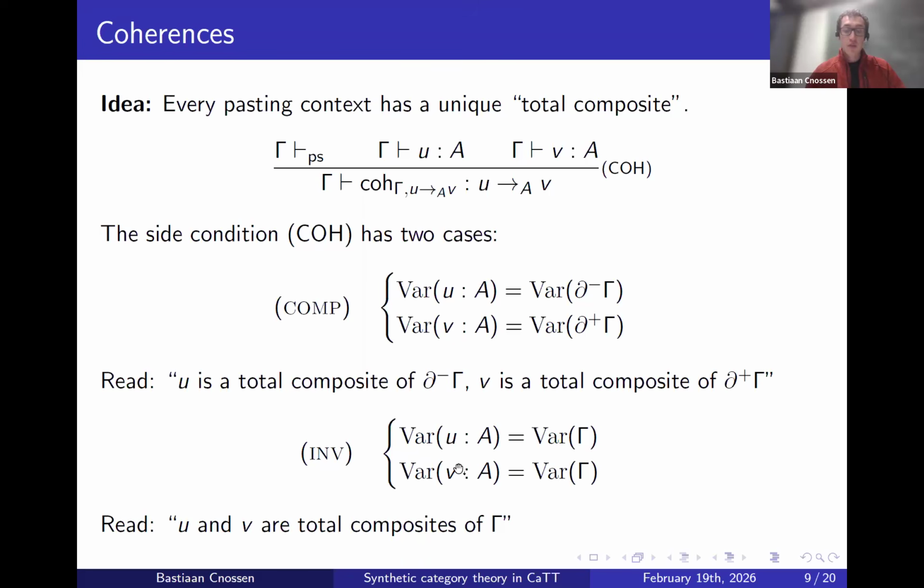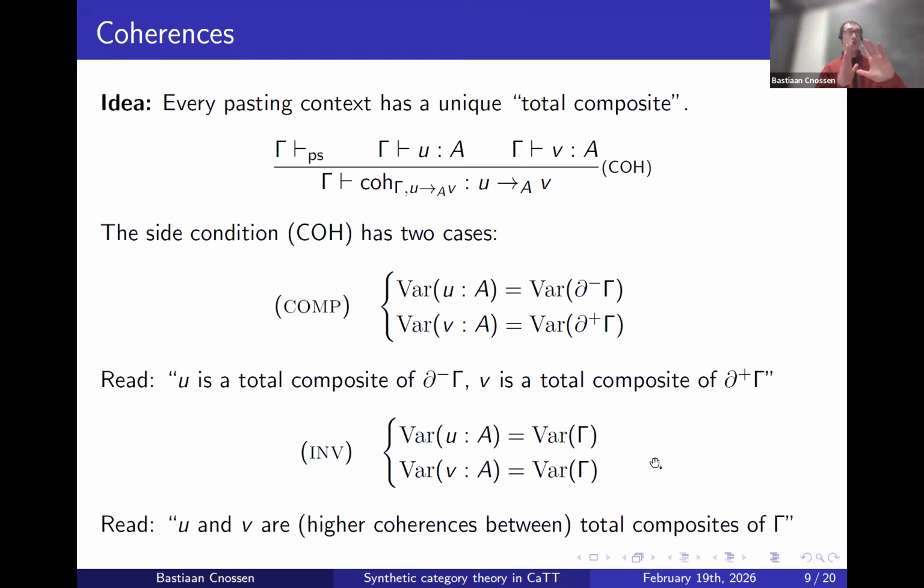So if we think of the case of an associator, for example, then we get higher coherences as well. If you have an associator, then it will itself use up all the variables in the entire context. So any two associators will be compared to each other, and any two ways of comparing associators will be compared to each other, and so on and so forth. So together, these two rules provide the total composites in a pasting context, and also provide the uniqueness for them.